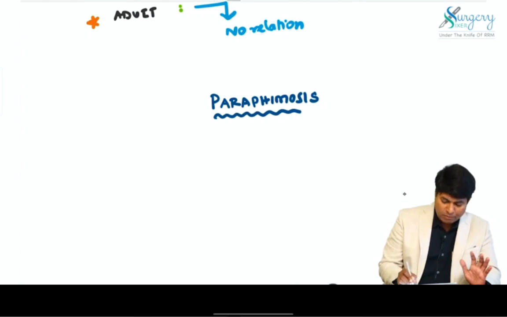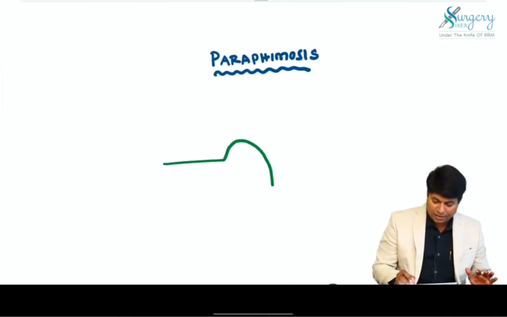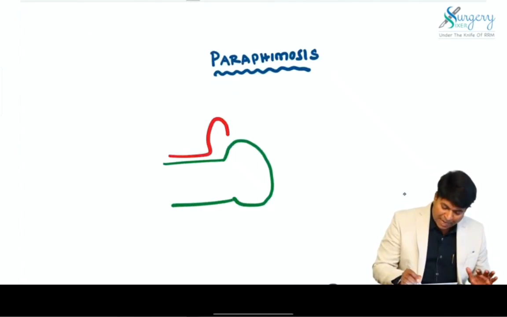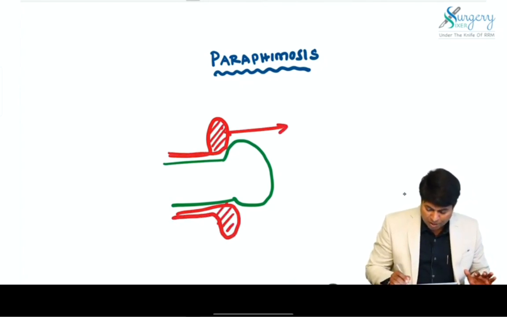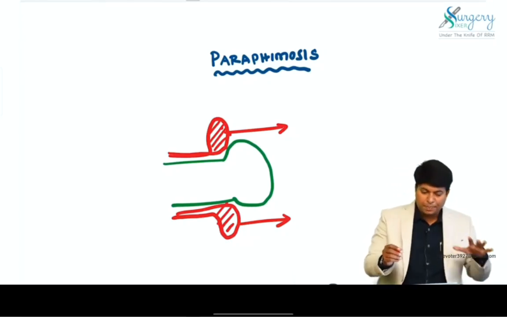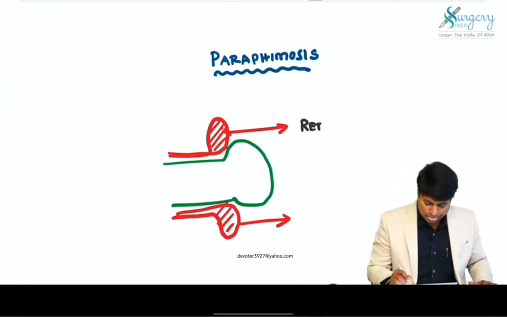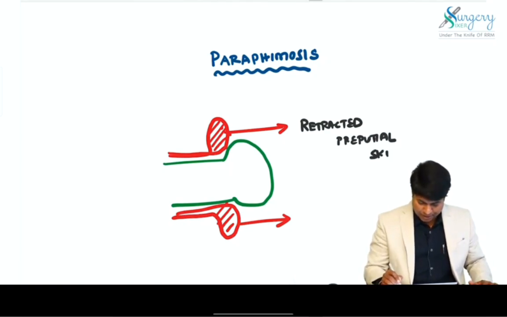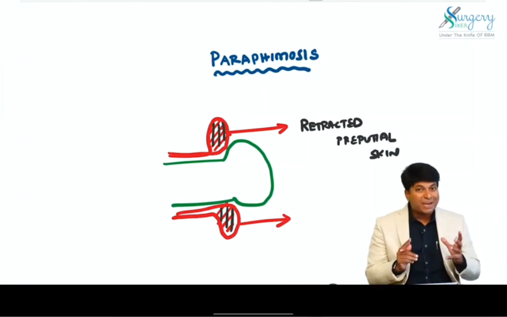Next is paraphimosis. Paraphimosis is a condition in which this is the glans penis. The prepucial skin has come back and it has been locked like this. The prepucial skin is not going back to the normal position. This is paraphimosis, retracted prepuce. Retracted prepucial skin usually follows an aggressive sexual act. The skin has come back, becomes edematous and painful. The patient will come to you with severe pain and edema.